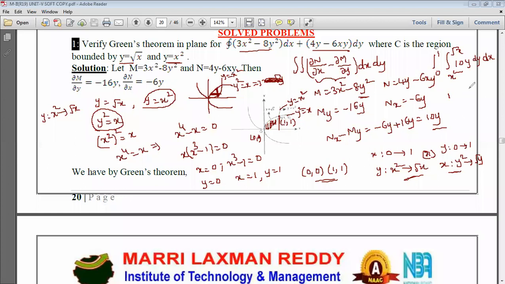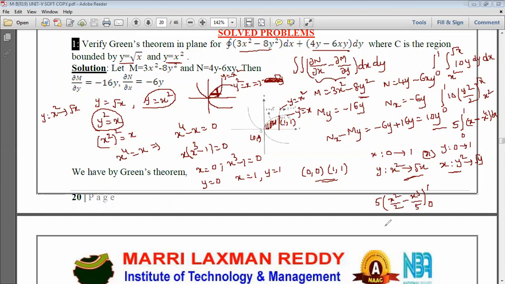10 into y integration is nothing but y square by 2 between the limits x square to root x, integral 0 to 1. And 10 by 2 is nothing but 5, a constant, we can write outside, integral 0 to 1. In place of y square, if we substitute, what will we get? Root x whole square is nothing but x, and this is x power 4, whole dx. If you simplify this, what will we get? 5 into x integration is x square by 2, and x power 4 integration is x power 5 by 5, between the limits 0 to 1.